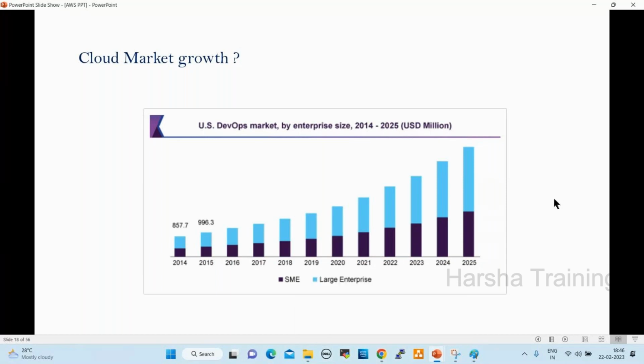What is the difference between cloud provider and cloud vendor? Cloud provider and cloud vendor, both are the same. Yes, both are the same.